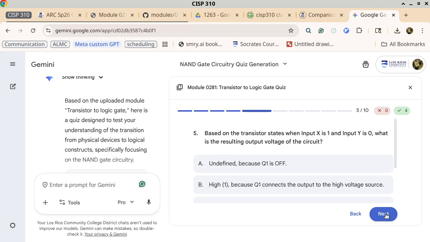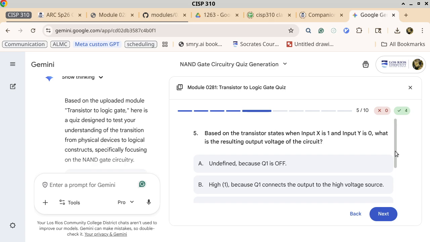Based on the transistor states when input X is 1 and input Y is 0, which is the same thing that we just looked at earlier, what is the resulting output voltage of the circuit? Well, that's a really good question because you can do it in many ways. One, you can just blindly guess, which is not recommended. Two, you can look up your notes because we talked about all four possibilities in the previous class already. Or three, you can try to work this out on the fly, right away. In this case, it's hard for me to emulate the last option because I already know how the circuit works.